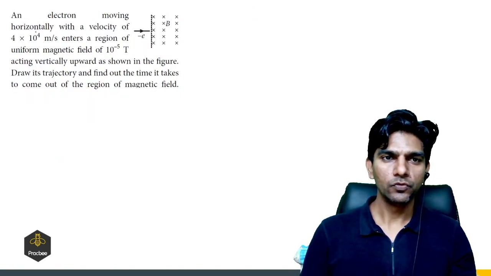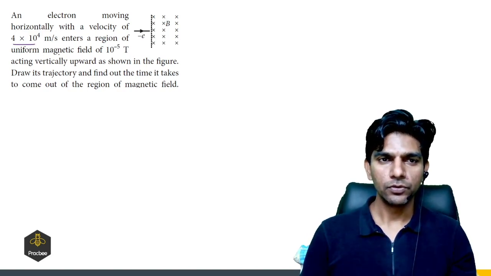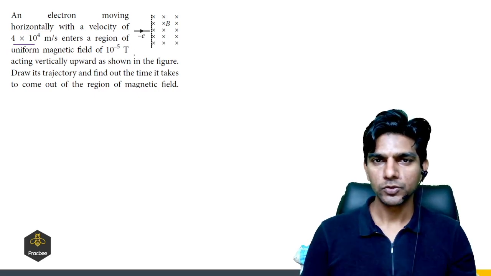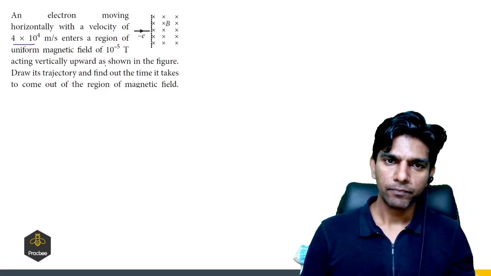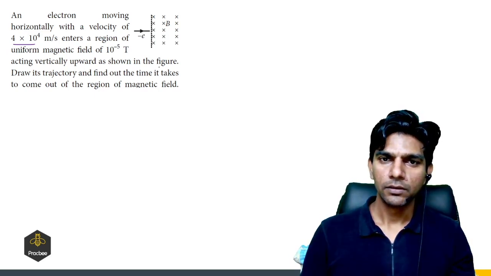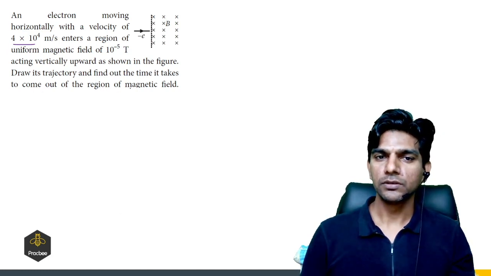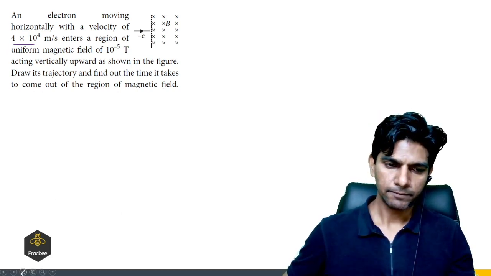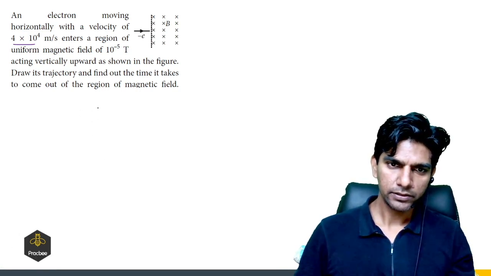An electron moving horizontally with a velocity of 4 × 10^4 meters per second enters a region of uniform magnetic field of 10^-5 Tesla, acting vertically upward as shown in the figure. Draw its trajectory and find out the time it takes to come out of the region of magnetic field. Let us see. So let me just magnify this.